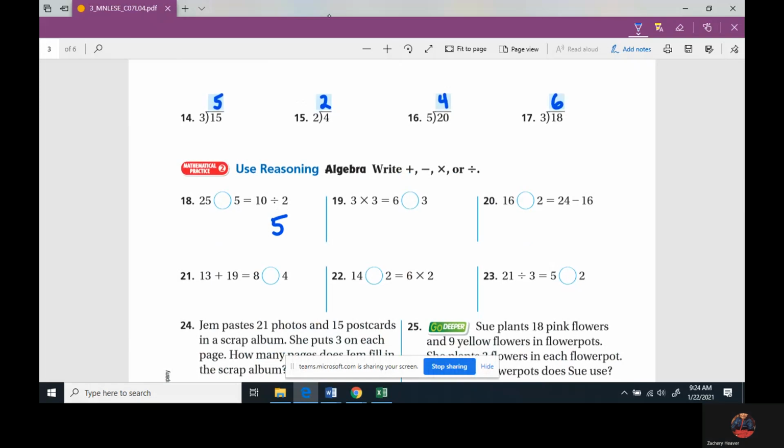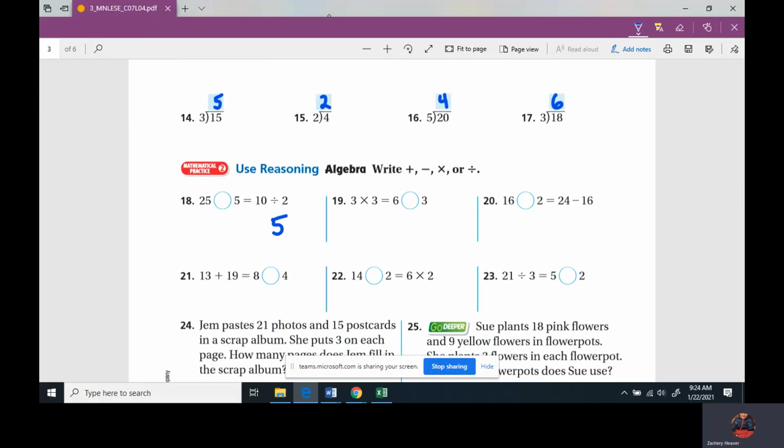Now, if I do 25 plus 5, Peyton, what does that equal? Don't write anything in here. If I did 25 plus 5, what does that equal? 30. Is 30 and 5 equal to each other? No, they're not equal. 30 and 5, that's not the same number. So we can't use plus.